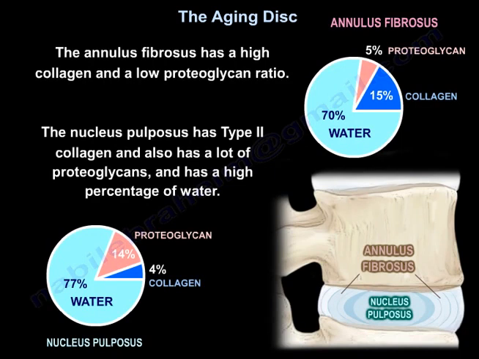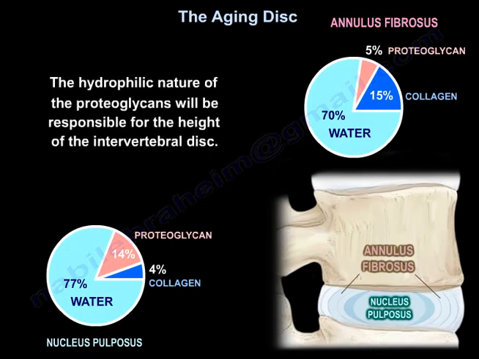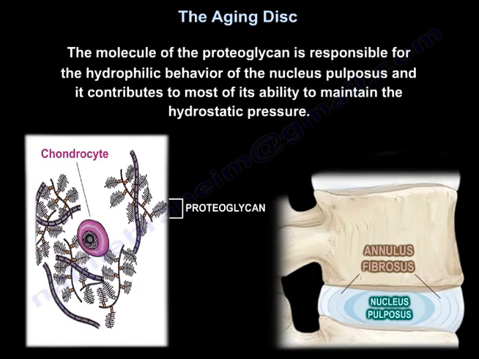The annulus fibrosus has a high collagen and low proteoglycan ratio. The nucleus pulposus has type 2 collagen and also has a lot of proteoglycan and has a high percentage of water. The hydrophilic nature of the proteoglycan will be responsible for the height of the intervertebral disc. The molecule of the proteoglycan is responsible for the hydrophilic behavior of the nucleus pulposus, and it contributes to most of its ability to maintain the hydrostatic pressure.